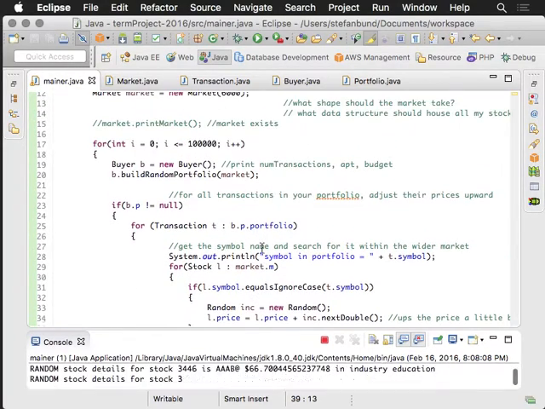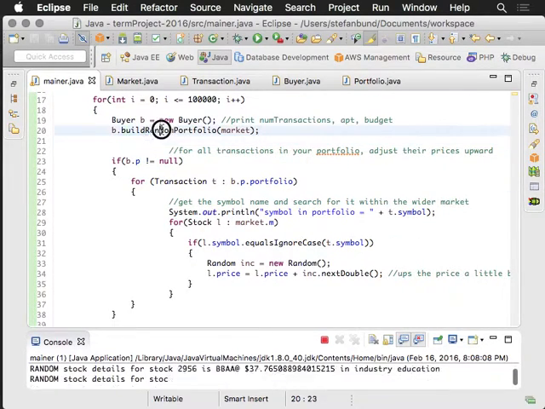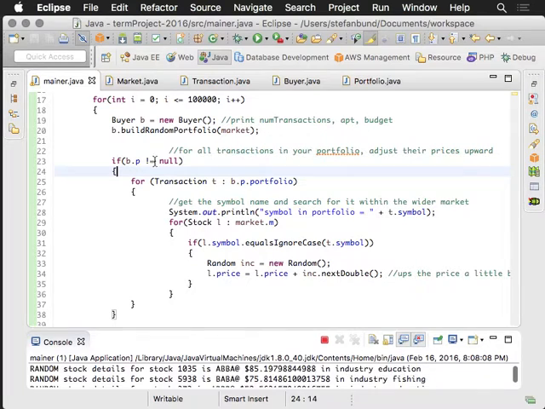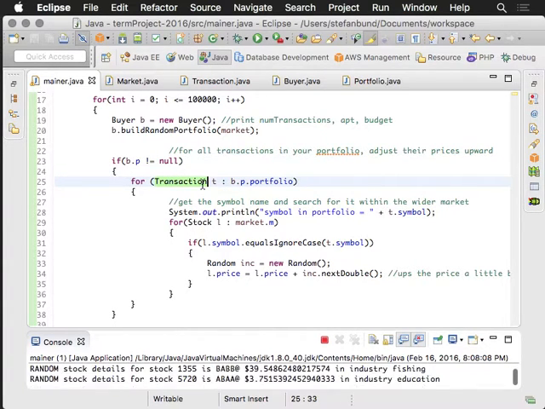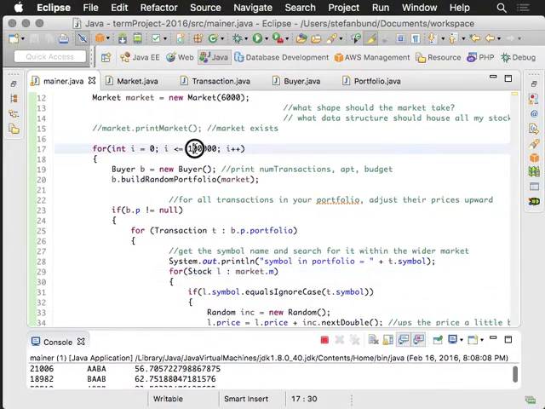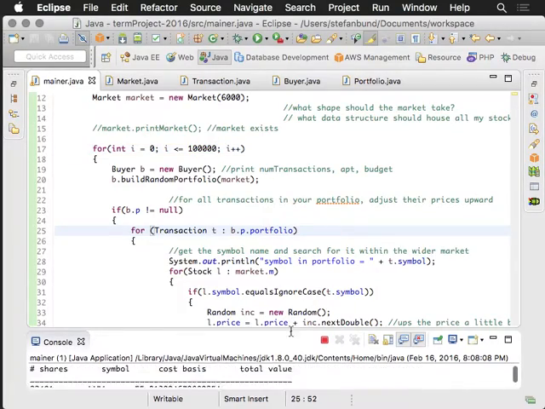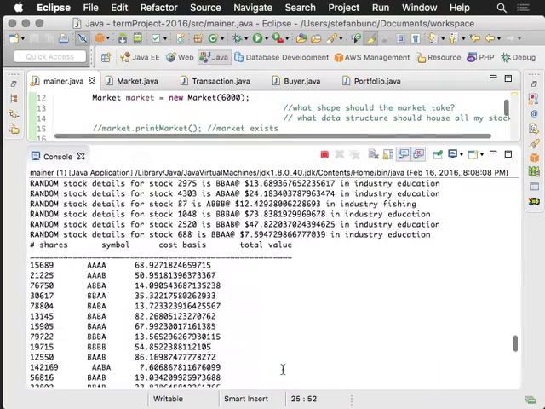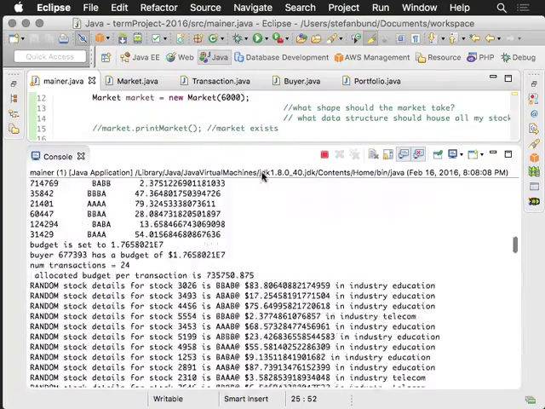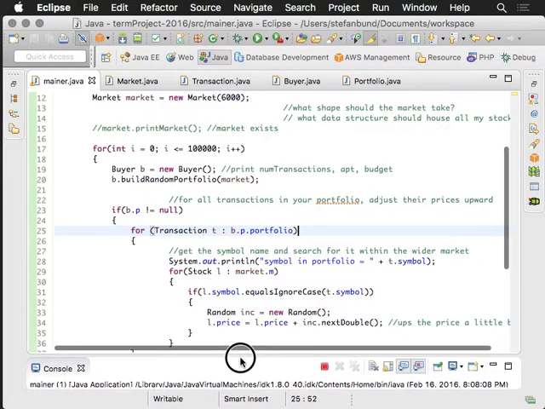So what I just did is I said, well, look, we've got this market, and so long as your portfolio is not null, go ahead and take a look at each transaction inside of that portfolio. And just to prove that it's working, print the symbol of everything inside of your portfolio. Now, the reason why this is taking a long time is we got 100,000 buyers to accommodate, which is kind of exciting. You guys are working with some big data at this point, which is the way that things work. So I'll put that on the back burner and try to get it out of our way.